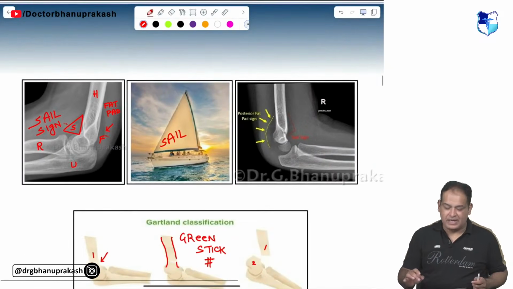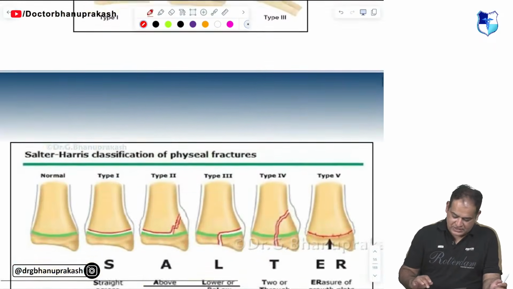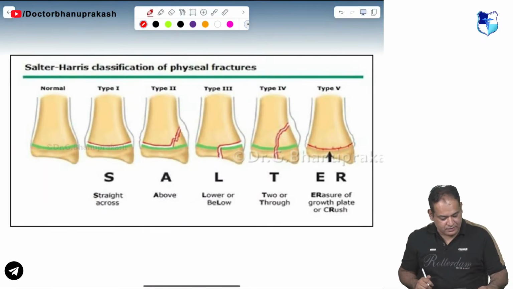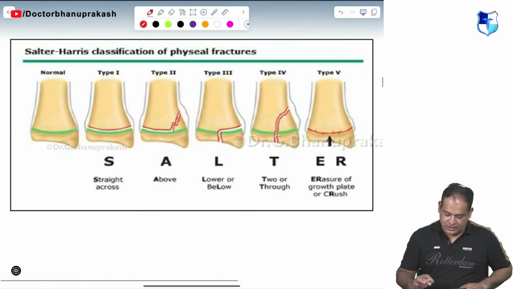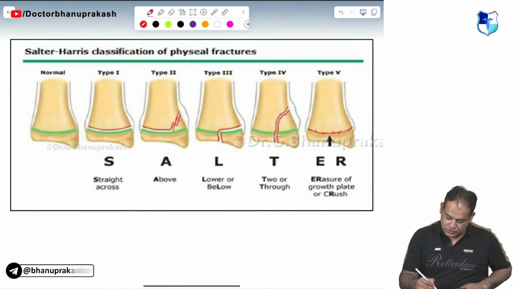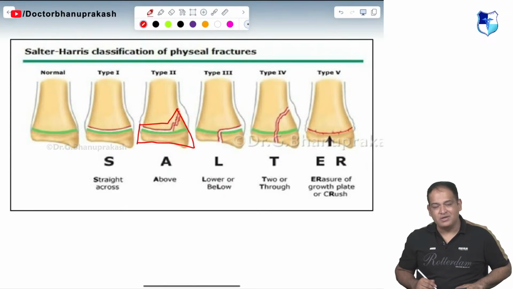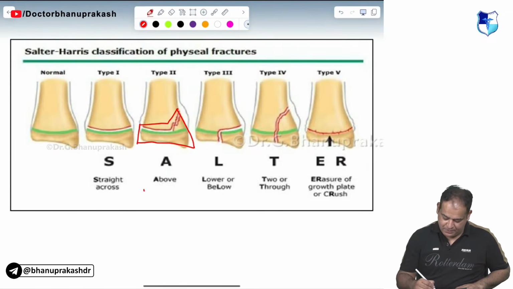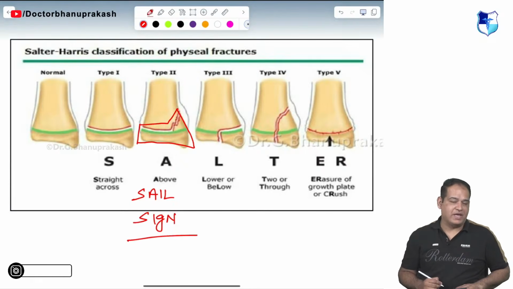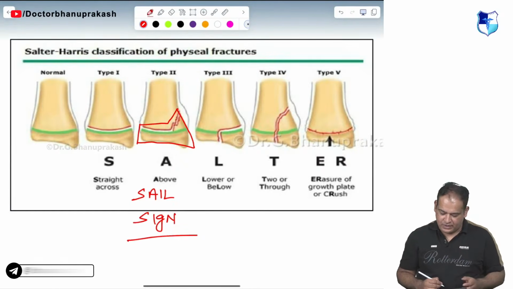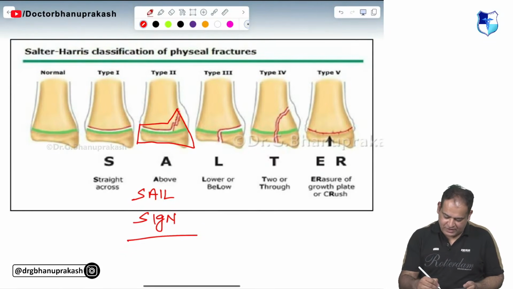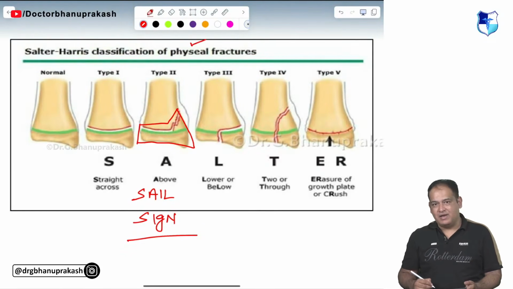Since sail came up, sail sign is seen in another fracture, Salter-Harris type 2. It will show the sail sign. Okay. So Salter-Harris classification is for physeal injuries.